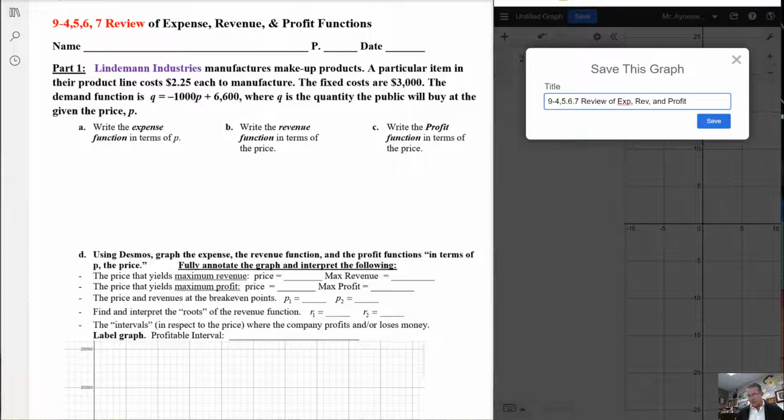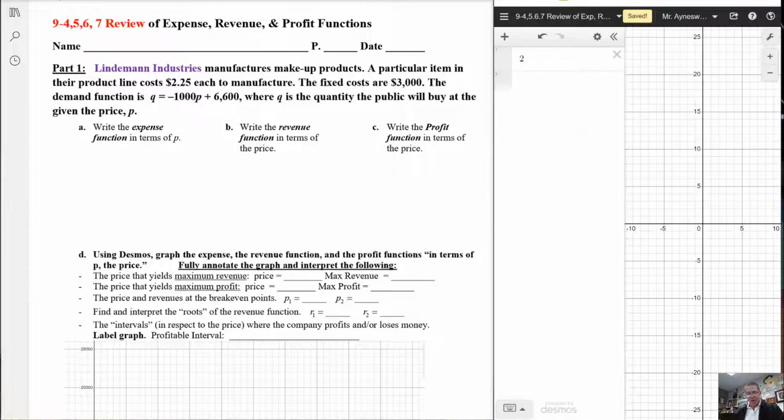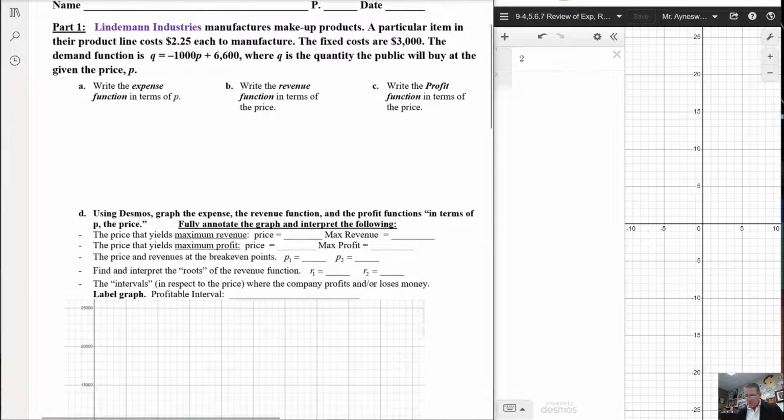And so what we're going to do is just get right into it here. We're going to use Desmos to help us calculate all the key things, and we're going to use Desmos to do the graphing, and we'll sketch the graph here in our project, and we're going to label it, annotate it, and interpret what's going on. So let's get right into it. Part 1, here we go.